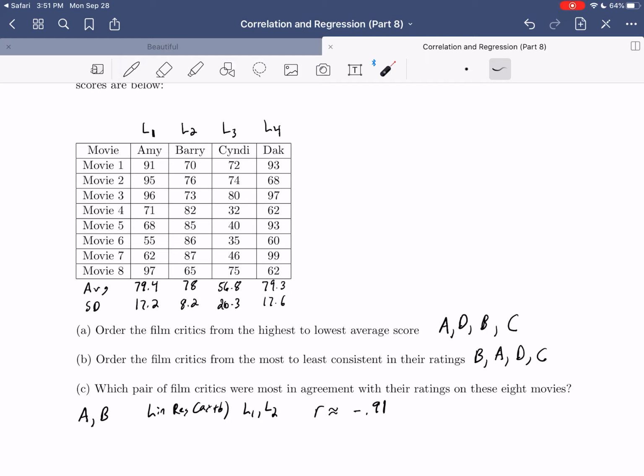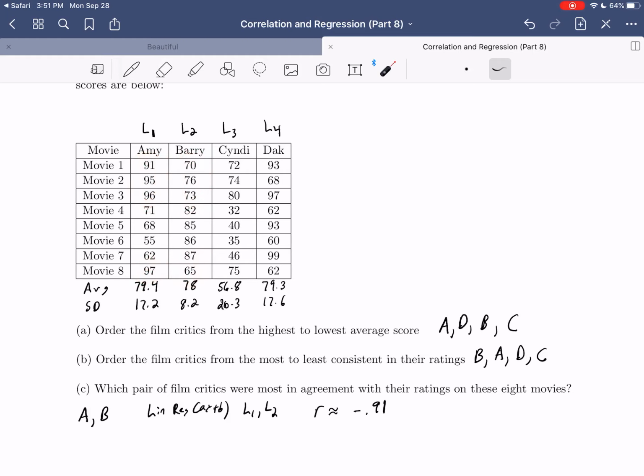And you might say, well, they're not that much lower. 76, 73, they're not that much lower than 78. But remember, he didn't show a lot of deviation. So only being a little under his average is still significant. So in other words, the movies that Amy really liked were also the ones that Barry disliked.